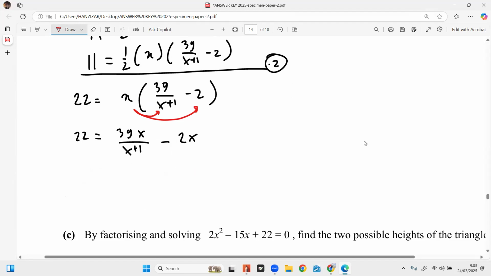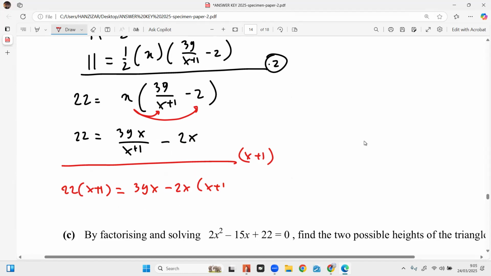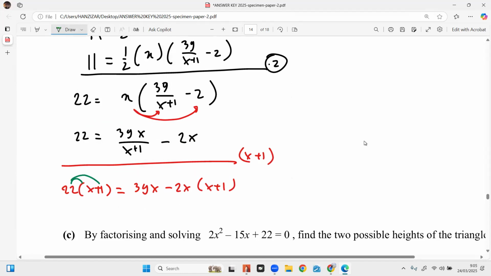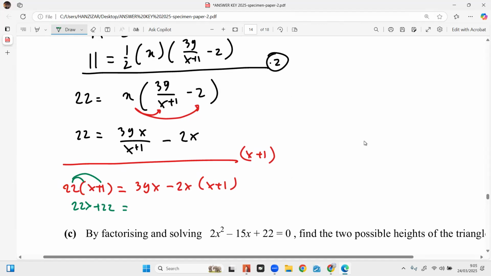Then we still have the x plus 1 on the denominator. Try to cancel it. Try to avoid the denominator by multiplying it with x plus 1, right? So 22 bracket x plus 1 equals 39x subtract 2x bracket x plus 1. You multiply everything. Then 22x plus 22 equals 39x minus 2x squared minus 2x.